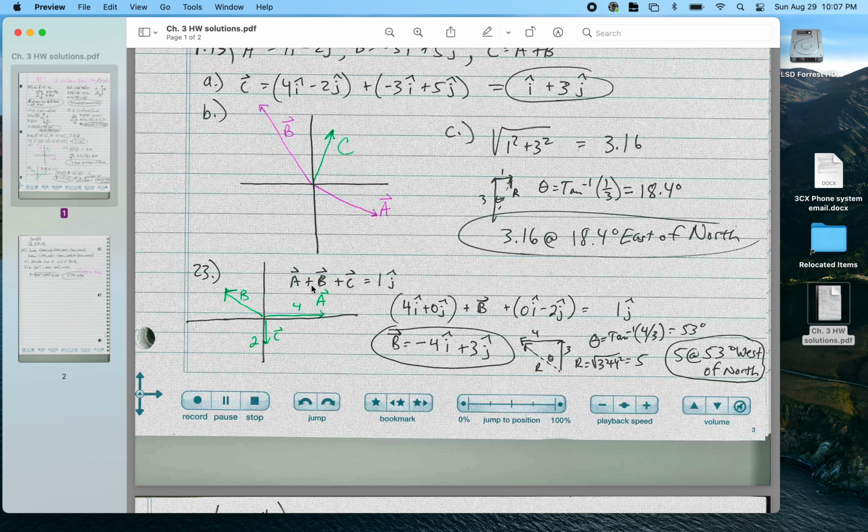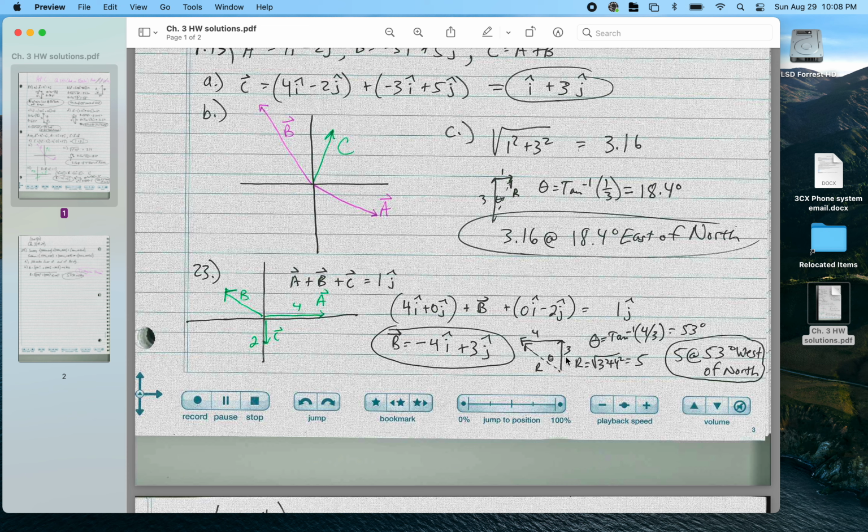For 23, you were given that A was 4 i hat, C was negative 2 j hat. You're told that A plus B plus C equals 1 j hat, so this is simply an algebra problem. 4 i hat plus whatever B is plus 0 i hat equals no i hat, so B had to be negative 4 i hat. 0 j hat plus whatever B has minus 2 j hat equals plus 1 j hat, so B had to be plus 3 j hat.